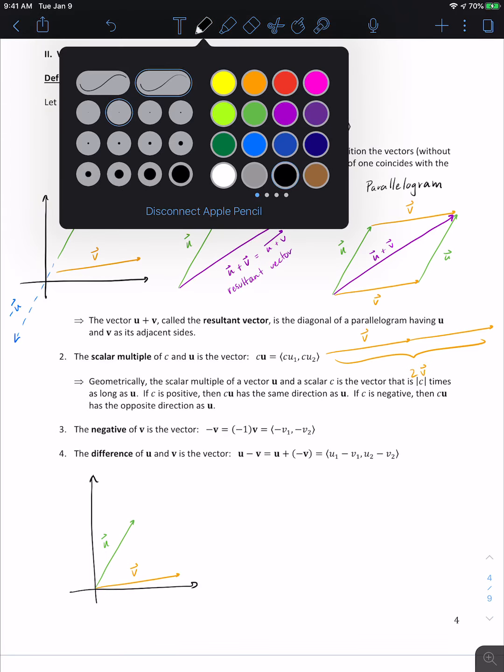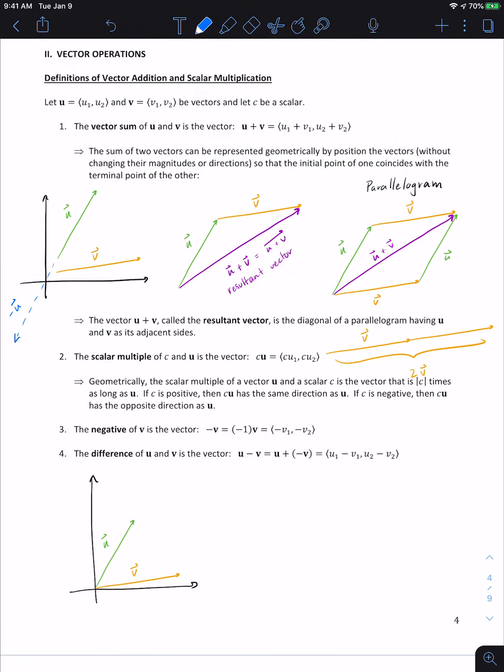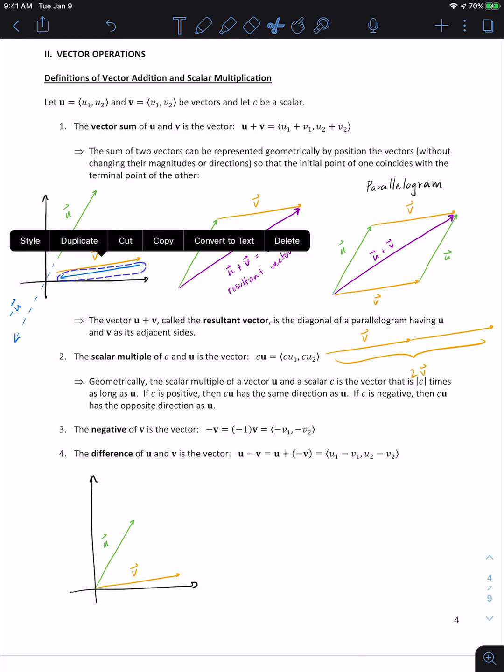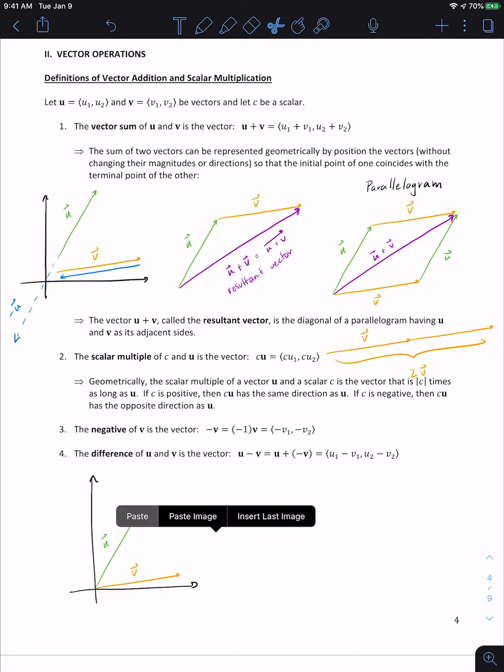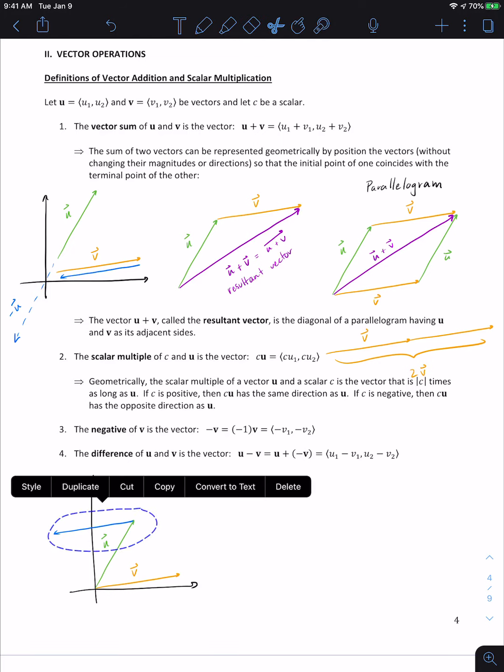Well, remember, negative v is going to be the exact same magnitude, but the opposite direction of v, right? So that guy I drew in blue here is going to be negative v because it's the exact same length and direction because I drew it parallel, but it's the opposite, right? So this is going to be negative v, right?